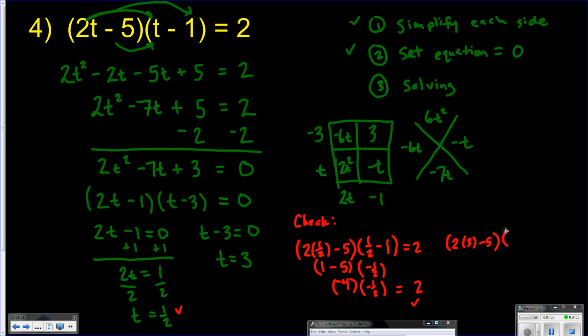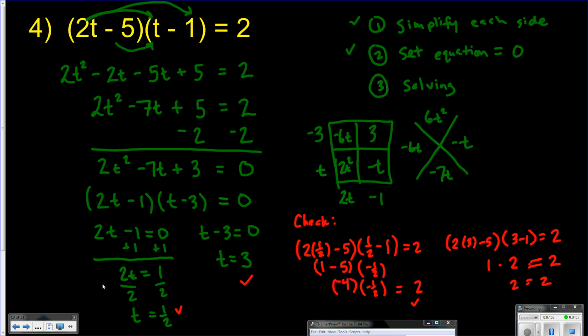And then we've got our 3 minus 1. I'm going to say that should equal 2. 2 times 3 is 6. 6 minus 5 gives us 1. 3 minus 1 is 2. 1 times 2 should equal 2. So we know we're good there.